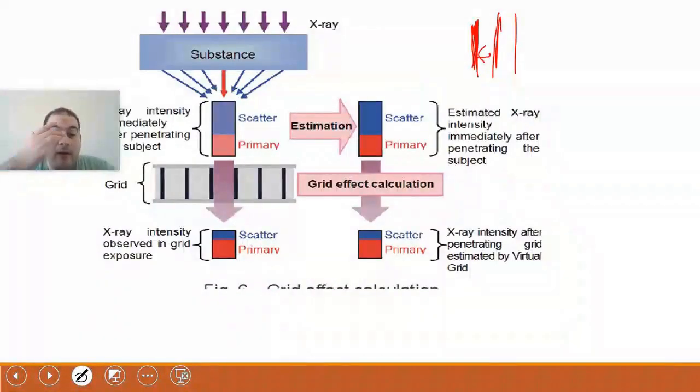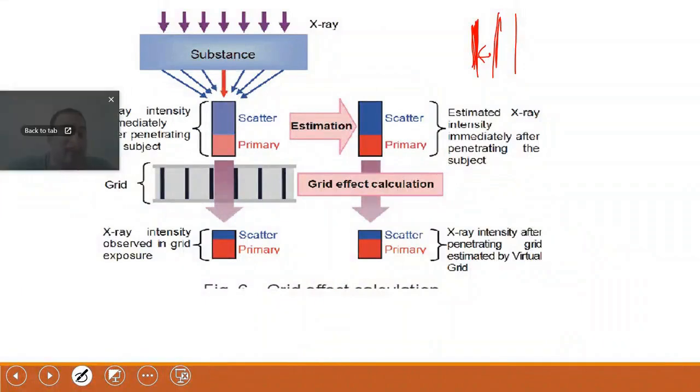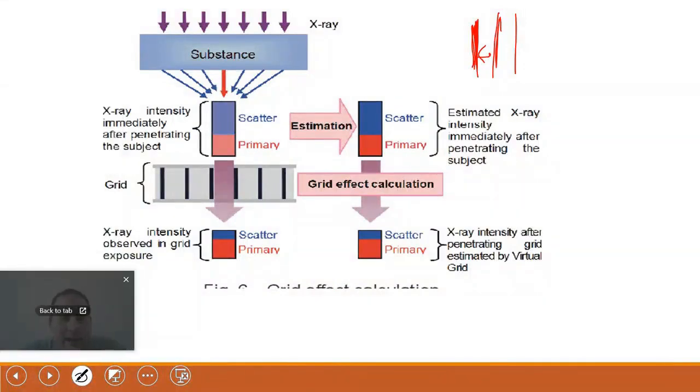There is something called a virtual scatter grid, which is identified when it is burned.